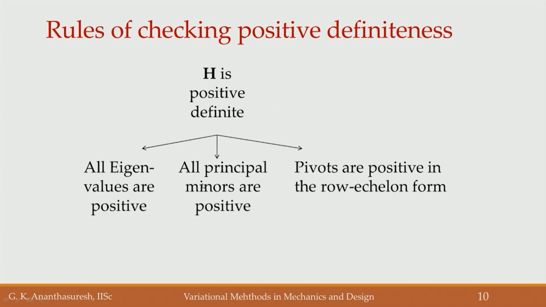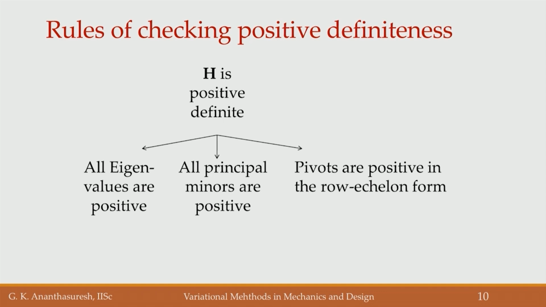Another way of doing this is to check the principal minors of the matrix and ensure that they are all positive. The largest principal minor is the determinant itself, that is, you take the entire matrix and take the determinant. The one before that will have the first row and first column removed, and it goes like that.